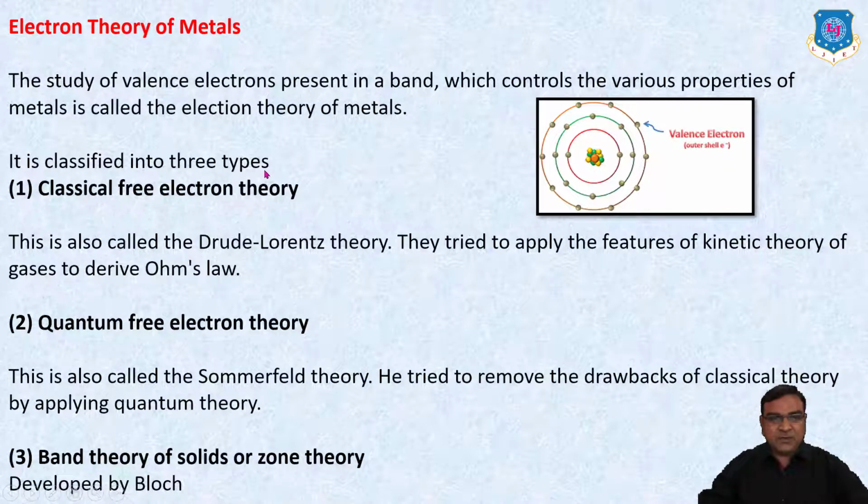It is classified into three types: classical free electron theory, quantum free electron theory, and band theory of solids or zone theory. Classical free electron theory is also called the Drude-Lorentz theory. They tried to apply the features of the kinetic theory of gases to derive Ohm's law. Quantum free electron theory is also called Sommerfeld theory. He tried to remove the drawbacks of the classical theory by applying quantum theory. Band theory of solids, or zone theory, was developed by Bloch.